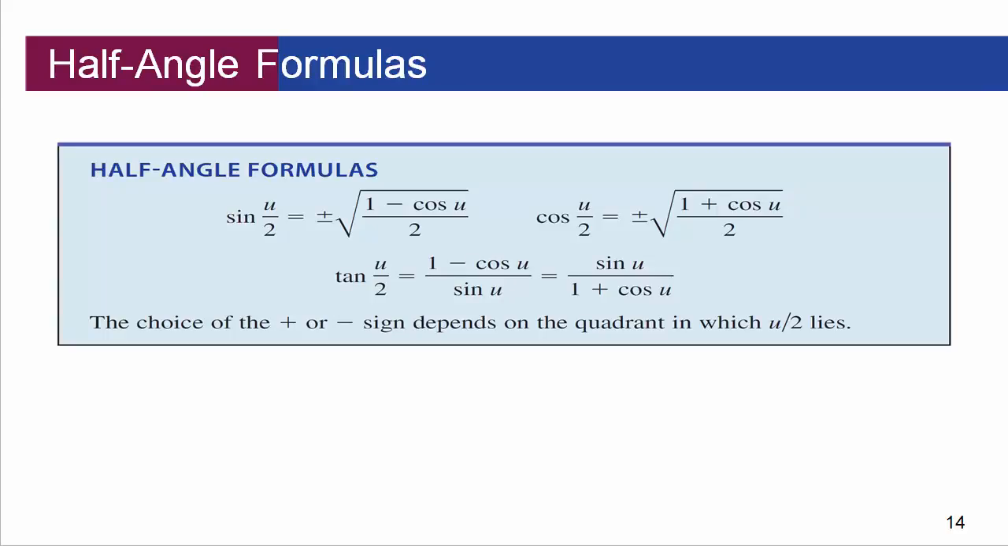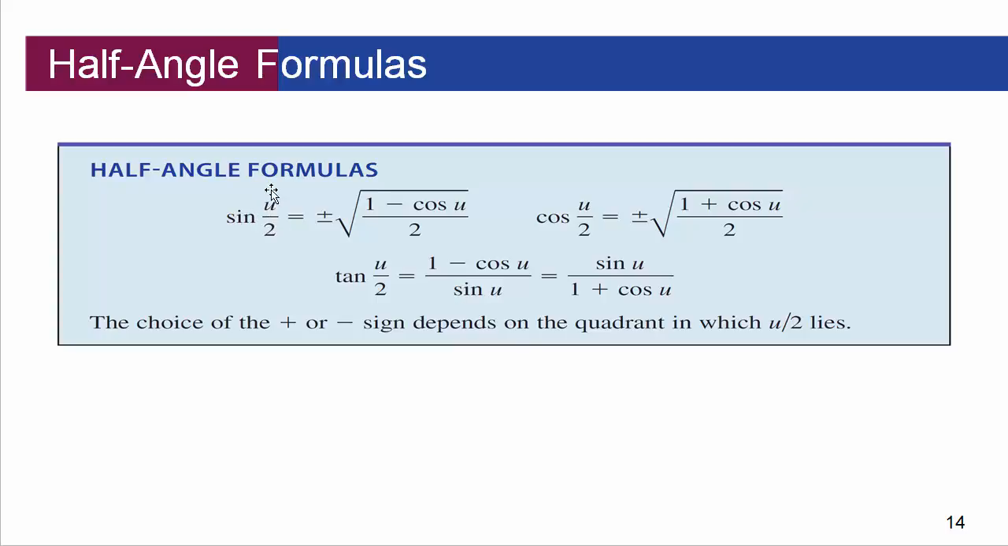Okay, so here are those half angle formulas, because in order to get back to the regular power, you have to take a square root, and when you take a square root, you get plus or minus. Then you have to decide, is it plus or is it minus, and that all comes back from where the original function landed. So the plus or minus sign depends on the quadrant in which u over 2 lies.